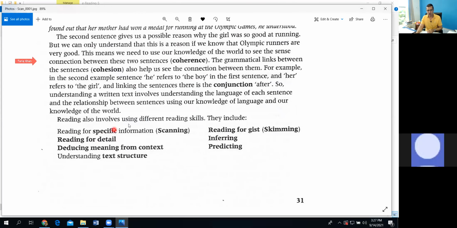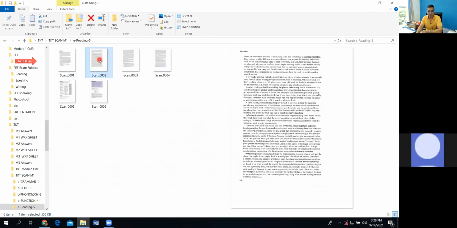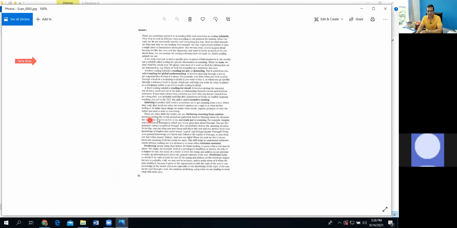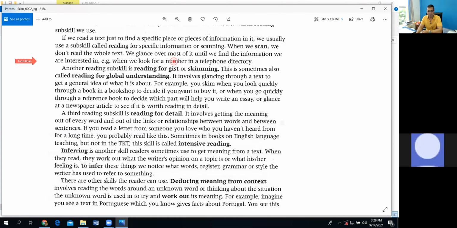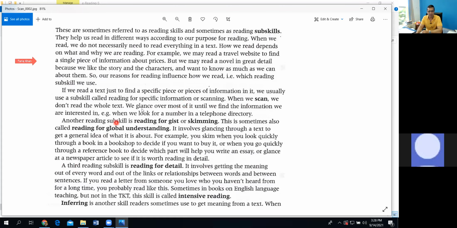Further, reading also involves using different reading skills. It includes reading for specific information, also called scanning, reading for details, deducing meaning from context, understanding text structure, reading for gist, also called skimming, inferring, predicting. These are the sub skills of reading, which we will continue on the next page, and we will get into the detail of that. Right. So here in this first paragraph, you see it is also called sub skills. Okay.